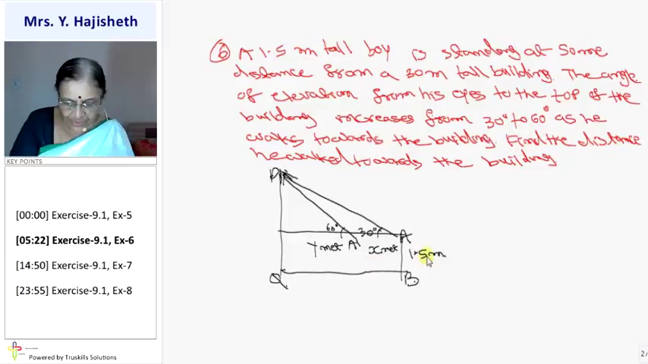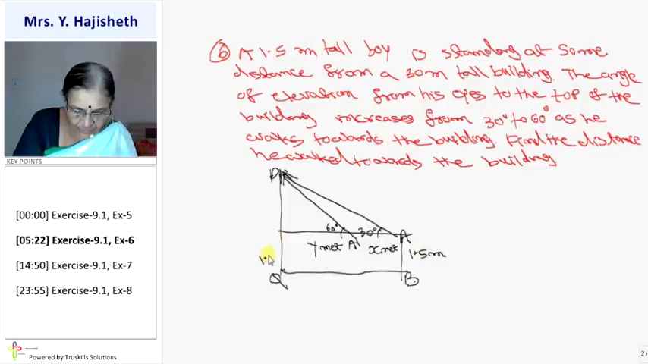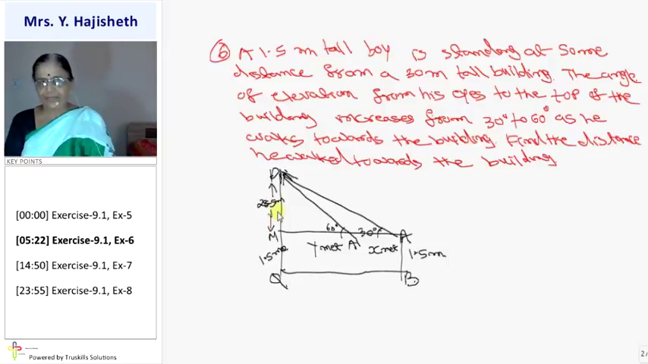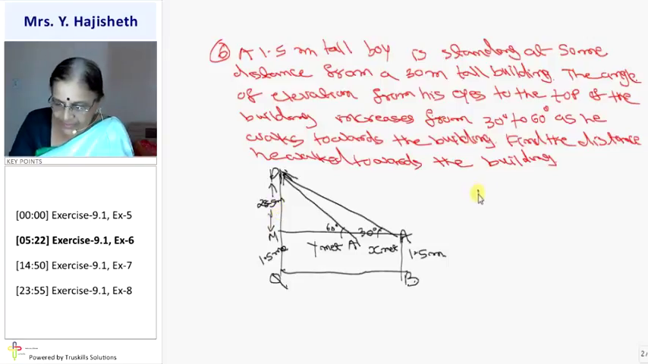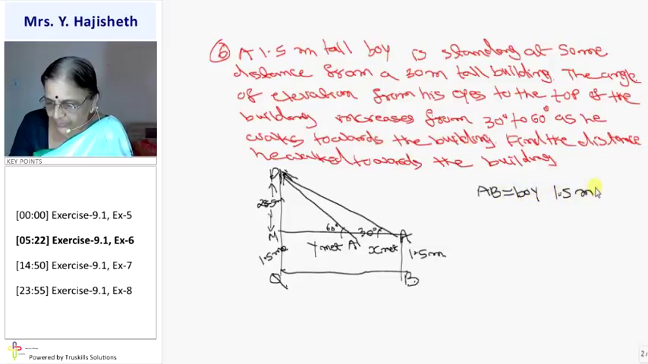Now this is 1.5, so MQ is also 1.5 meter, but total distance is how much? 30. So only this much is 28.5 meter. Clear? Clear? So AB is a boy 1.5 meter tall. From the sum I am writing this in mathematical form.